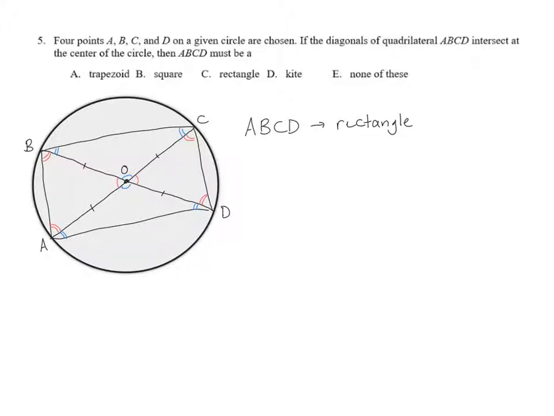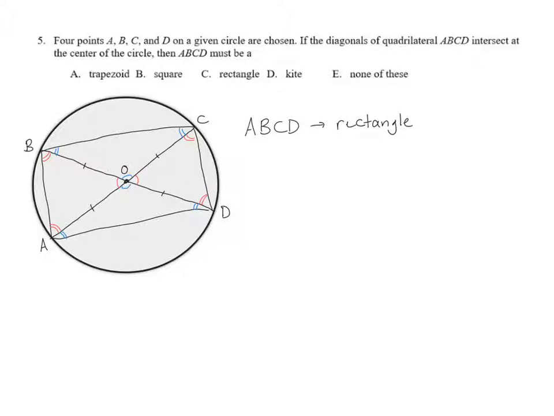AOB and COD are congruent because they have 3 congruent angles and also at least 1 congruent side. Similarly, triangles AOD and BOC are congruent to each other because they have 3 congruent angles and at least 1 congruent side.